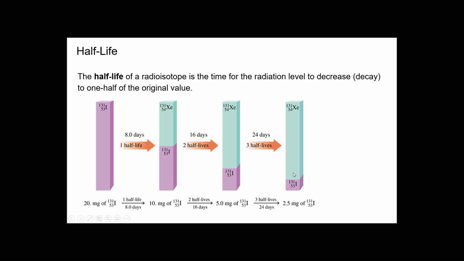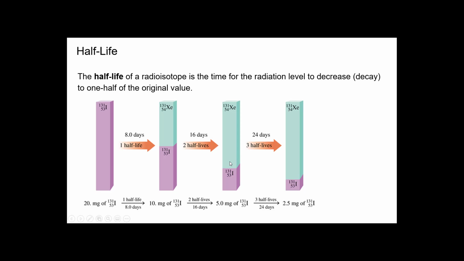So let's look at this iodine as an example. So we're looking at a radioisotope, iodine-131, and consider this as 100%. And we want to know how long it takes to get to half-life. Half-life is 50%. It gets to half of its original value. And in this picture, it takes 8 days for it to get to 50% of its original value.